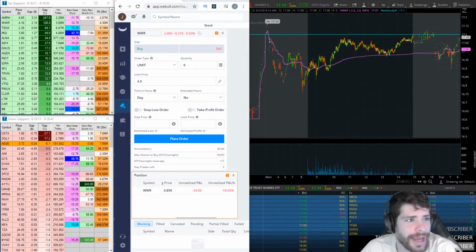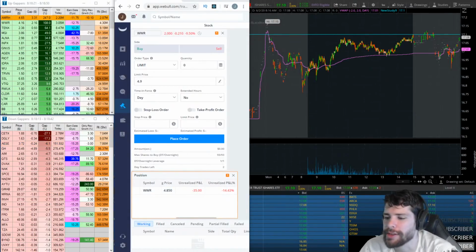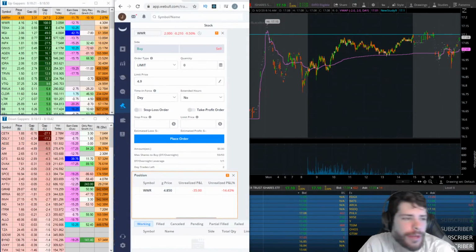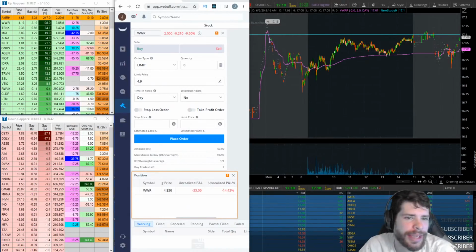All right, guys. So as you see, I am losing a little bit of money here on my WWR trade. Honestly, this is just my first. What I'm actually very happy to find myself in with this trade is that if I'm down anything, I might be down like $15 maybe in this trade.